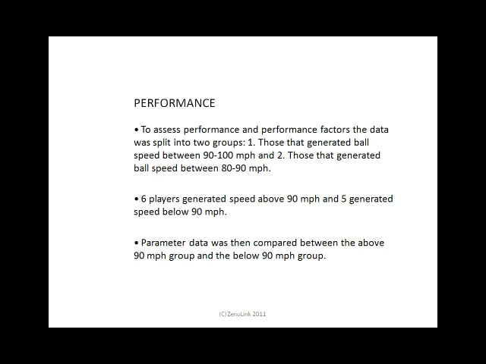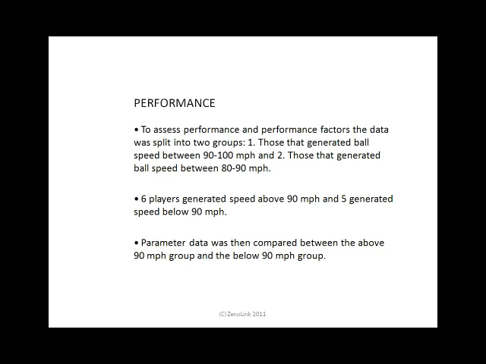So to highlight what we've just talked about, a couple of years ago we did some research where we looked at a group of elite-level college players. We looked at the differences between players that had shot speeds, or ball speeds with a gun, of 90 to 100 miles an hour versus those who were under 90. We broke them into roughly equal groups: 6 above 90 and 5 below.